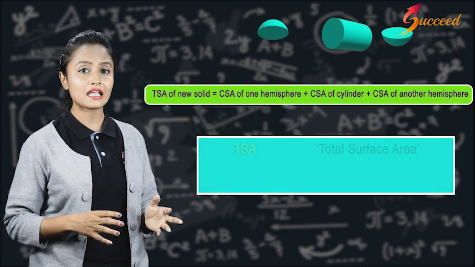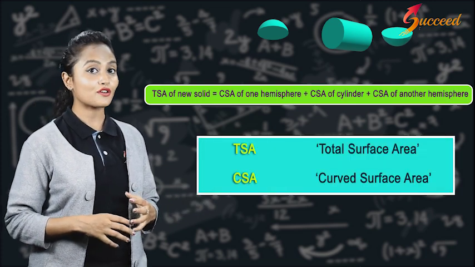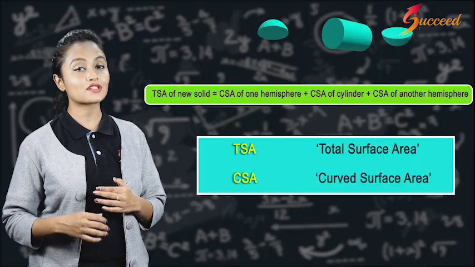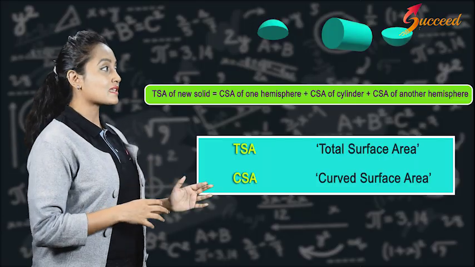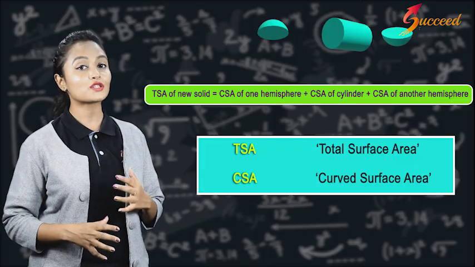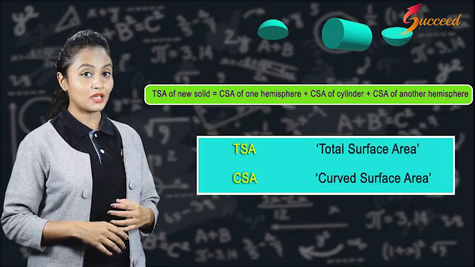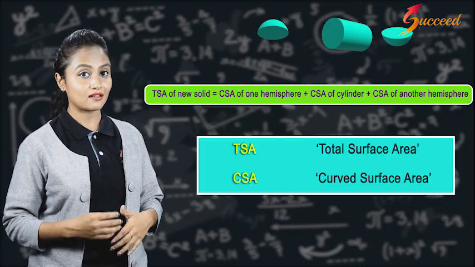Now, what is TSA and CSA? TSA refers to the total surface area and CSA refers to the curved surface area. So, this is how we are going to find out the total surface area of this particular container. Meanwhile, let us look into another example.